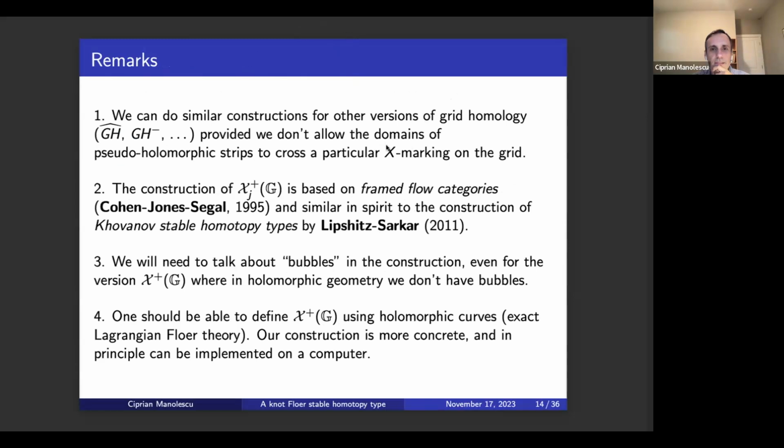Alice asked, in your setting, do you always get a framing of your flow categories, or does this require extra restrictions? Yes, in my setting, I will always get a framing on the flow category. This is because I'm doing Heegaard Floer homology on S3 in general. In Heegaard Floer or Seiberg-Witten, you always have framings on rational homology spheres. So if the knots are in S3, then it's fine. If you talk about more complicated 3-manifolds like T3, then you stop having framings.